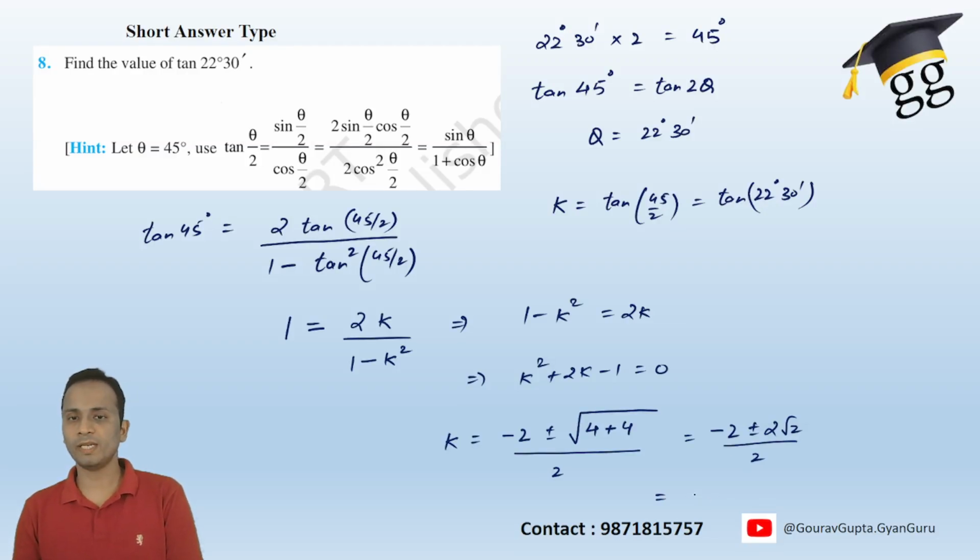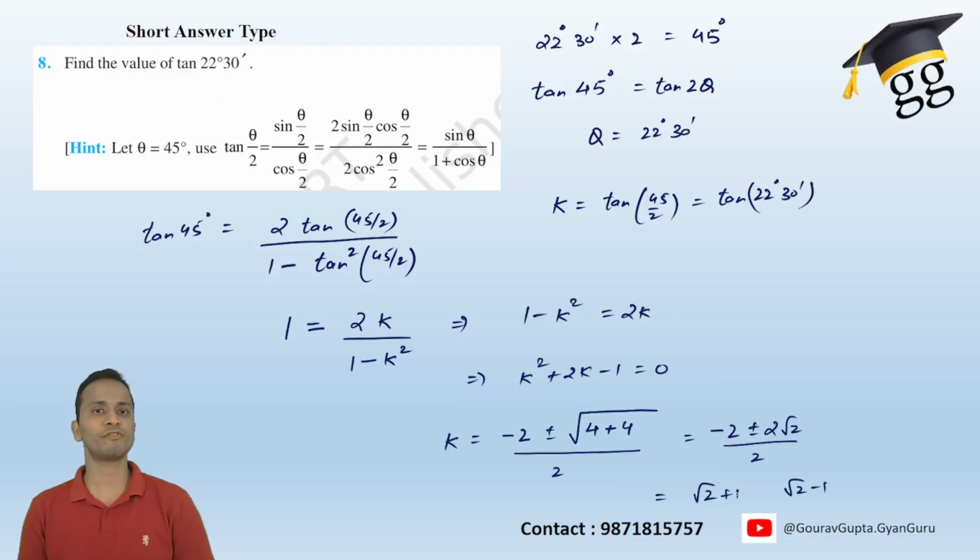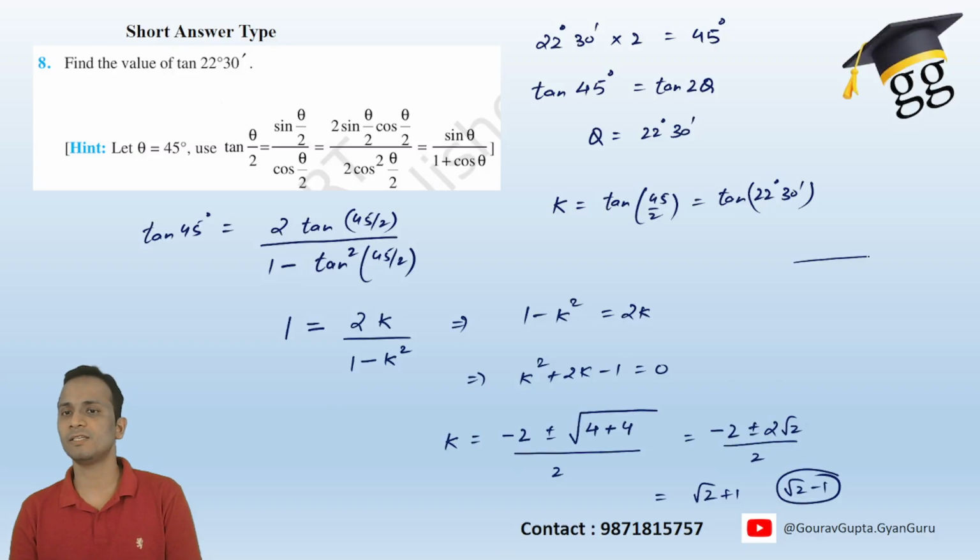Root 2 plus 1 and root 2 minus 1. So these are the two values of k that we will get. Now since the value of tan 22 degrees 30 minutes should be less than 1, I'll be picking up this value, so root 2 minus 1. Okay, you can rationalize it and take root 2 plus 1 in the denominator. You will get the same answer that is given in the answer keys.